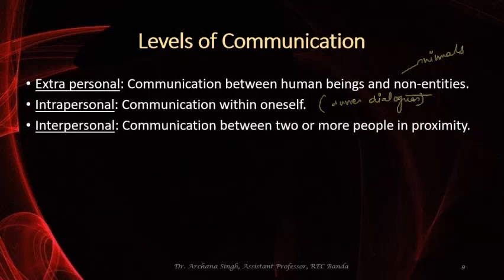The next is interpersonal communication, where communication is between two or more people in proximity. This differs from other kinds of communication because few participants are involved and the interaction is in close physical proximity to each other, many sensory channels are used, and the feedback is immediate. This form of communication is advantageous because direct and immediate feedback is possible. If a doubt occurs, it can easily be clarified.